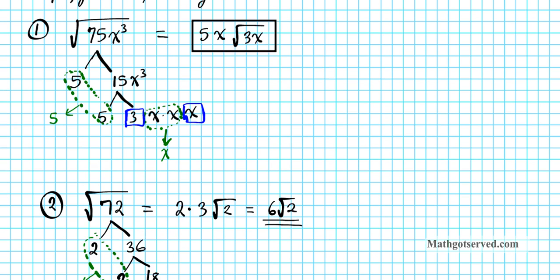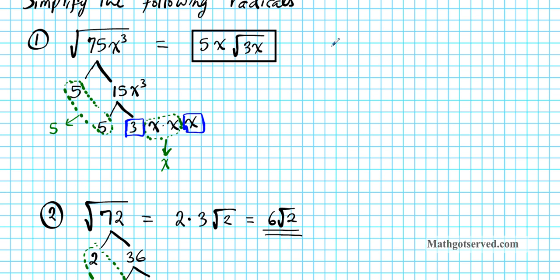All right, let's go ahead and take a look at question number 3. I'm going to do it on the side right here. Still the same procedure. We're simplifying radical expressions, okay? So for question 3, we have 3 divided by the square root of 48. Let's write that down. 3 divided by the square root of 48.